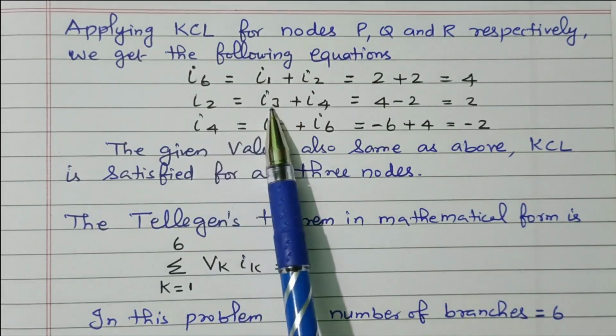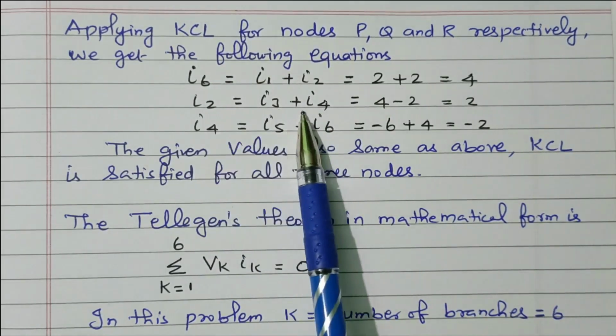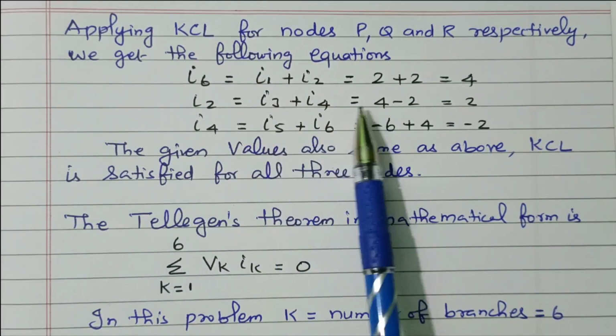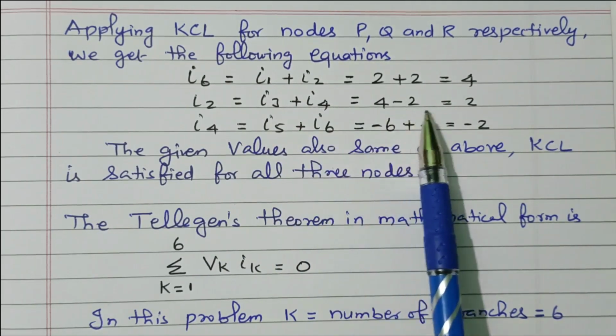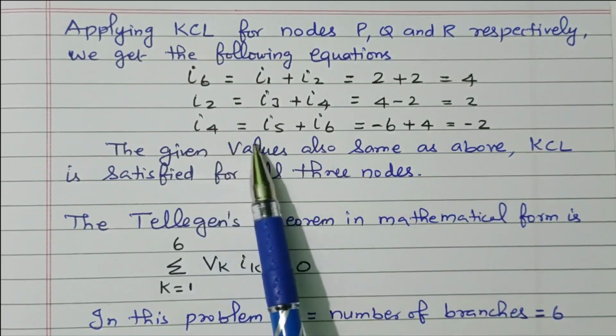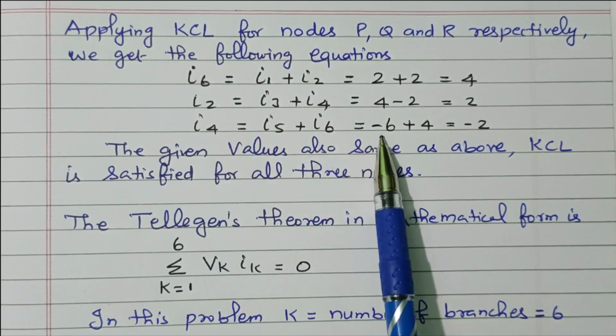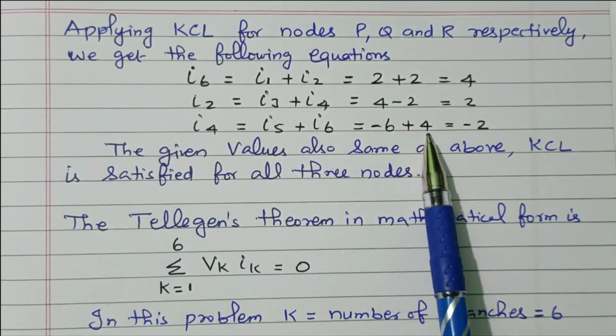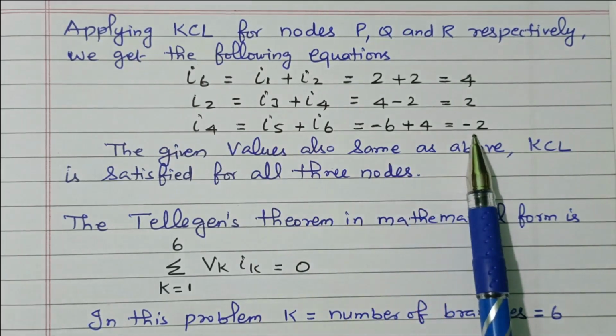Similarly, I2 equal to I3 plus I4. We already discussed in the network, by diagram we already explained. So I3 is 4 amperes, I4 is minus 2 amperes. So I2 equal to 2 amperes. I4 equal to I5 plus I6. I5 is minus 6 amperes, I6 is 4 amperes. So minus 6 plus 4 is minus 2.